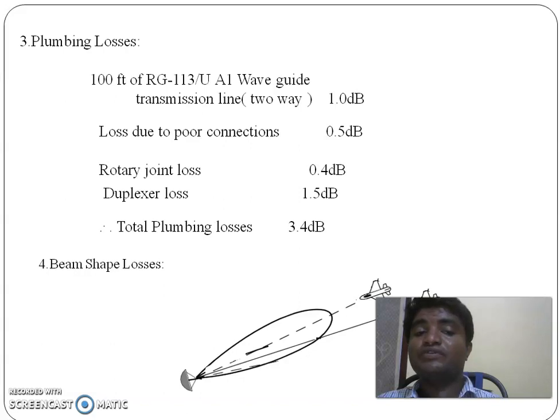We discussed the various radar system losses. First one is measurable losses, second one is unmeasurable losses. In measurable losses, we have plumbing loss, beam shape loss and collapsing loss. In unmeasurable losses we have field degradation loss and operator loss.